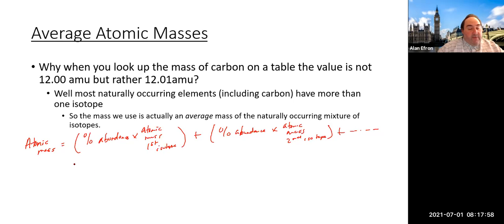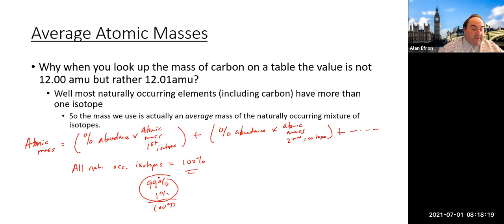So when we talk about all the naturally occurring isotopes, that should equal 100%, right? So again, for example, if one occurs about 99% of the time, one occurs about 1% of the time, that's 100% of all the naturally occurring isotopes. And that's what is referred to as the percent abundance.